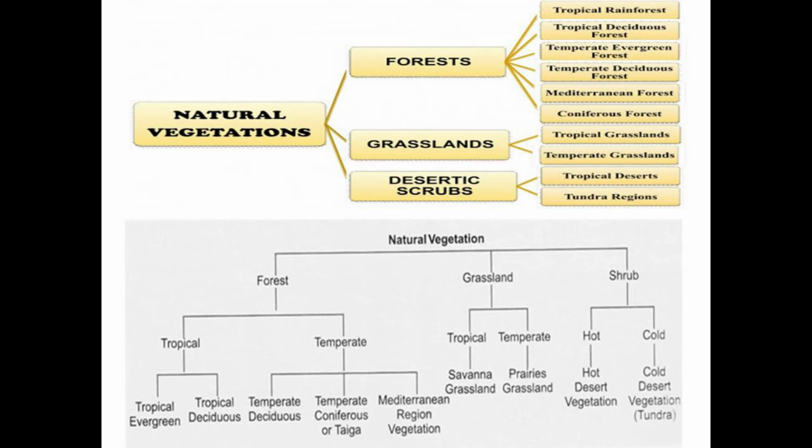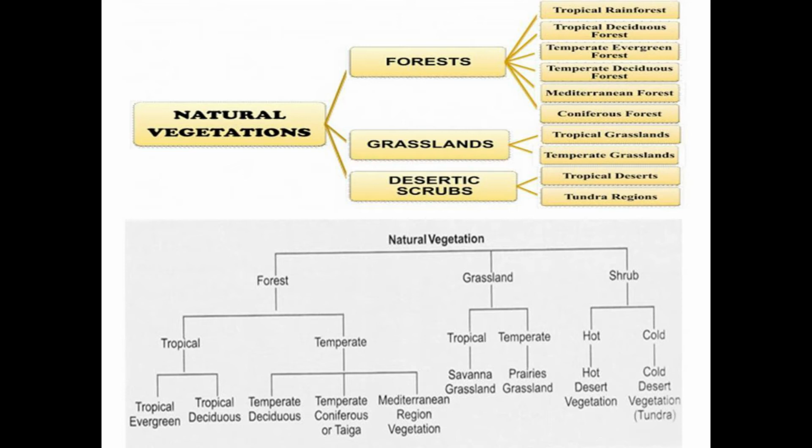Further, we can classify the forest into these types. 1. Tropical rainforest. 2. Tropical deciduous forest. 3. Temperate evergreen forest. 4. Temperate deciduous forest. 5. Mediterranean forest. And the sixth one is coniferous forest.